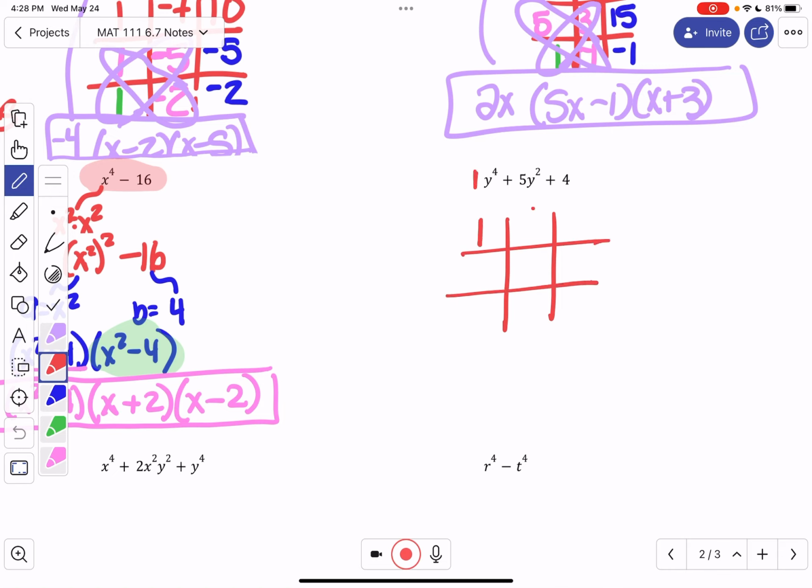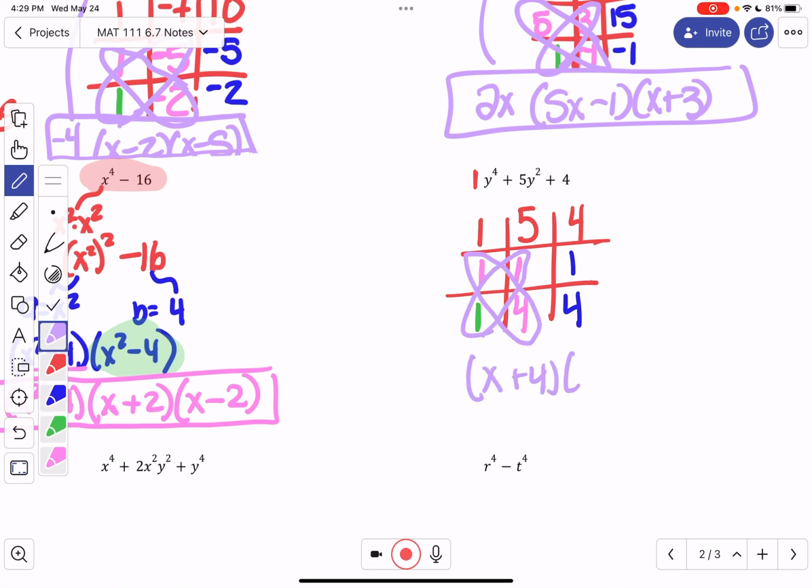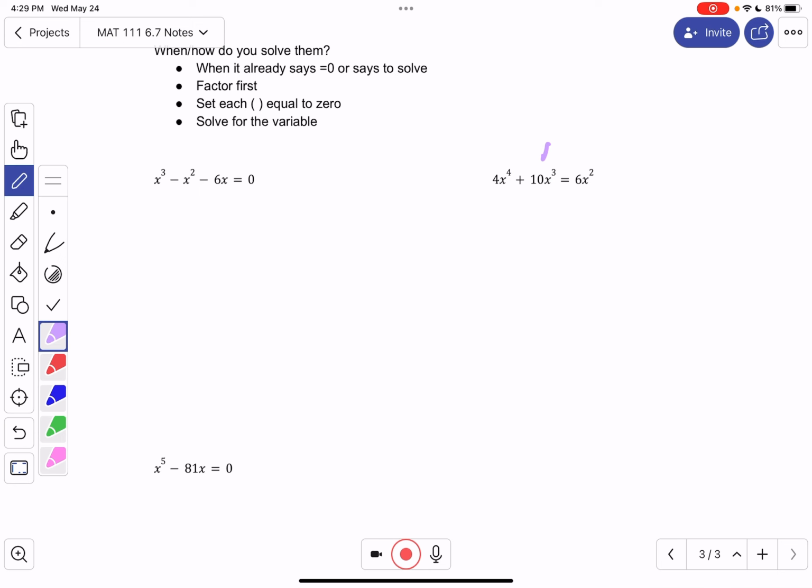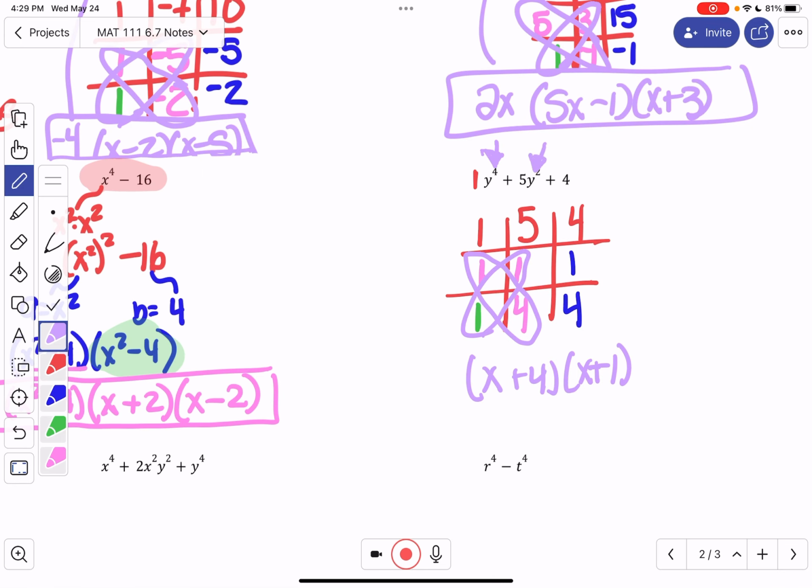A would be 1, B would be 5, A times C would be 4. Factors of 4 that add up to 5. Greatest common factor. Multiply up and across. And then we circle. So we have x plus 4 and x plus 1. The difference here is we started with x to the 4th and x squared in the middle. So this is going to become squared down here in our parentheses.